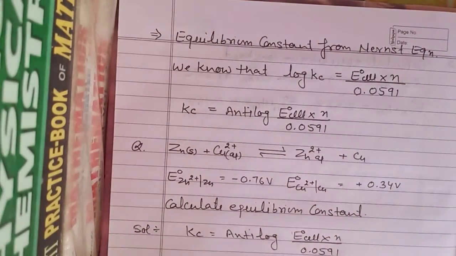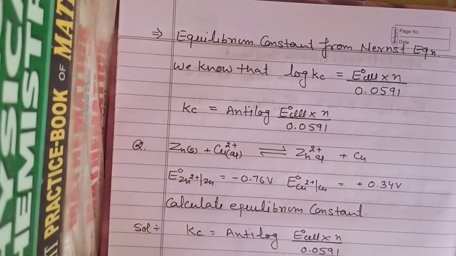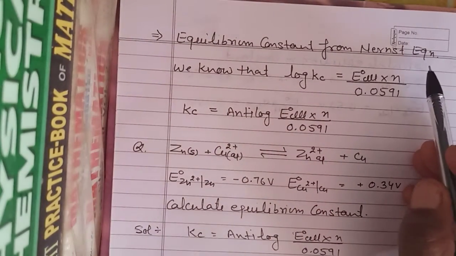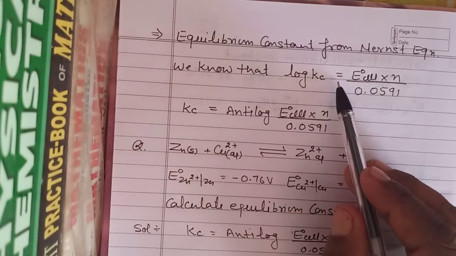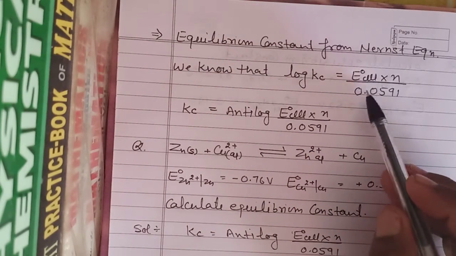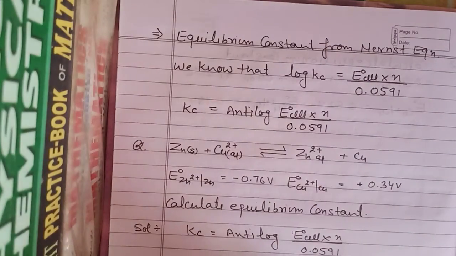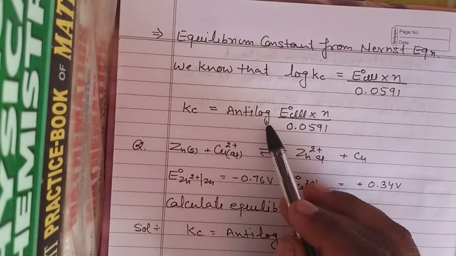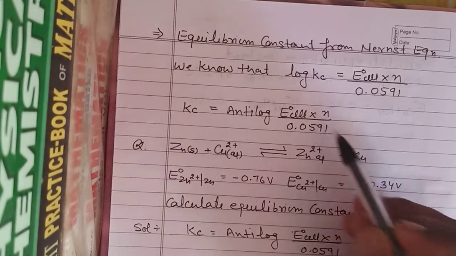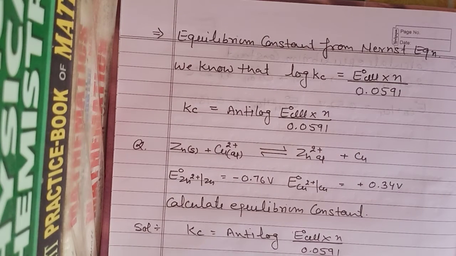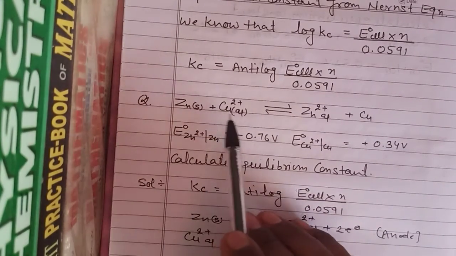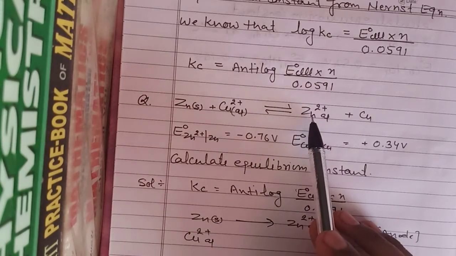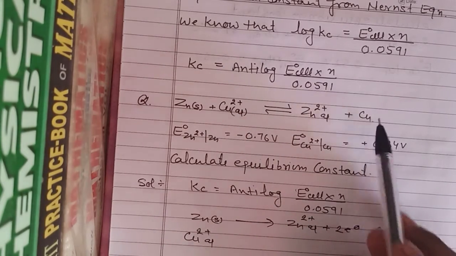Today we are going to solve numericals based upon the equilibrium constant from the Nernst equation. From the Nernst equation we know that log Kc is equal to E naught cell into n upon 0.0591. So from here Kc is equal to anti-log of E naught cell into n upon 0.0591. Clear?